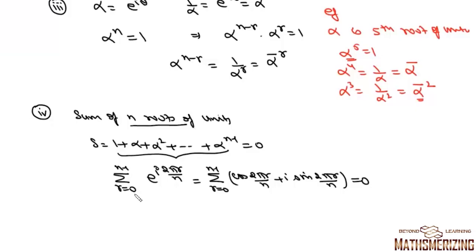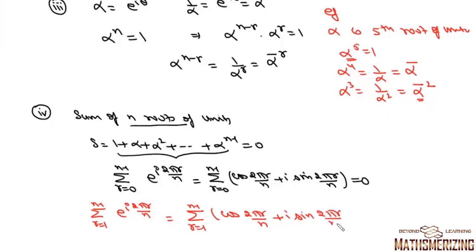Now this summation, it starts from 0. At times we'll get questions where this sum will start from 1. They'll say r varies from 1 to n minus 1 e to the power iota 2 pi r by n, or this summation r varies from 1 to n minus 1 cos 2 pi r by n plus iota sine 2 pi r by n. Now when we start the summation from 1, that means we are talking about alpha plus alpha square up to alpha to the power n minus 1. So we'll take this 1 on the right hand side, then this sum will be nothing but minus 1.